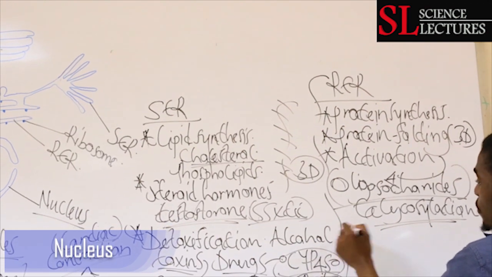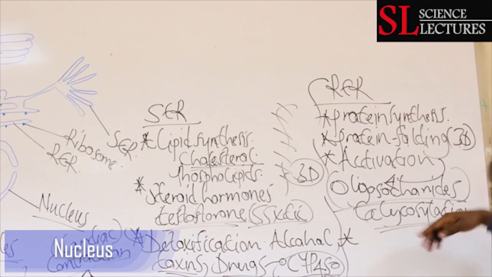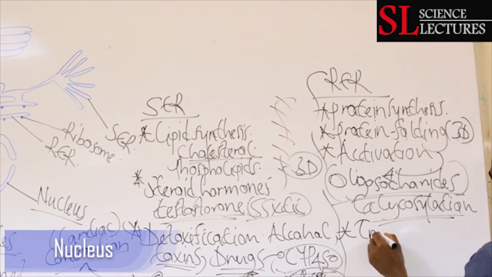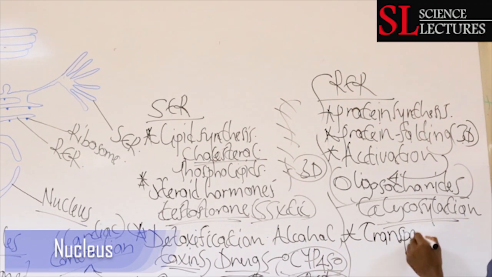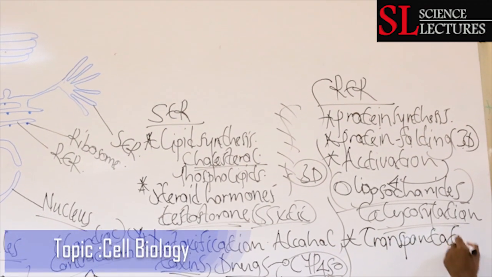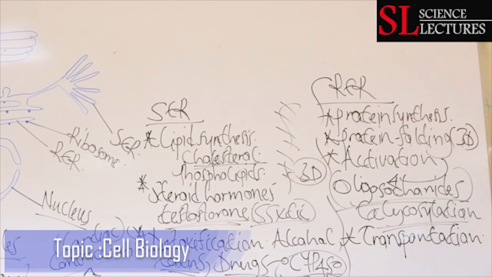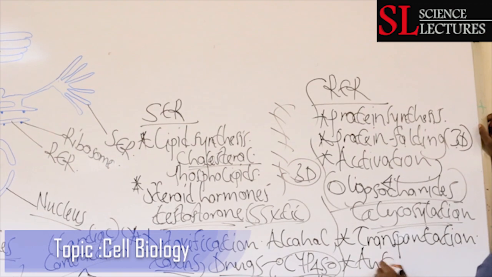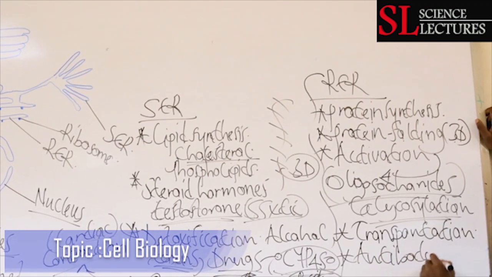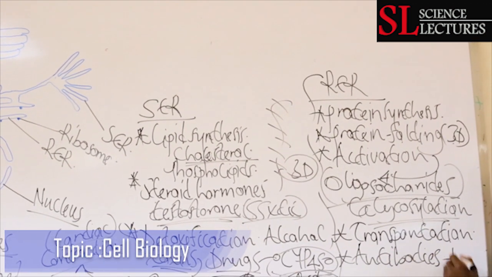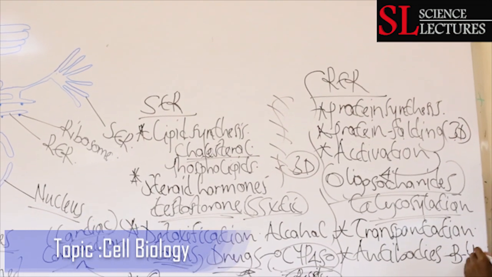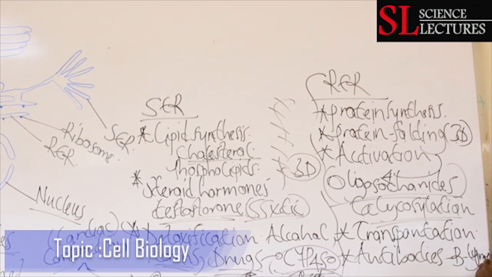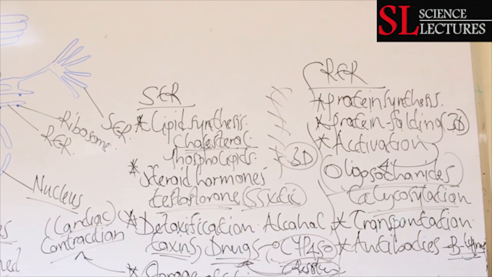Then the rough endoplasmic reticulum can also do the transportation of the proteins in the different vesicles. Transportation. Then it can as well manufacture antibodies, synthesis of antibodies in the B lymphocytes. In the B lymphocytes, it will do the synthesis of antibodies.